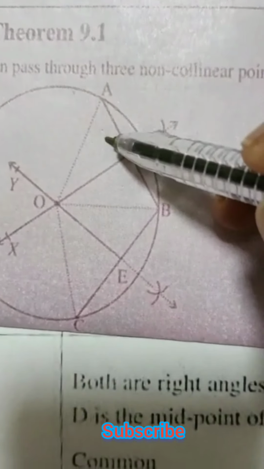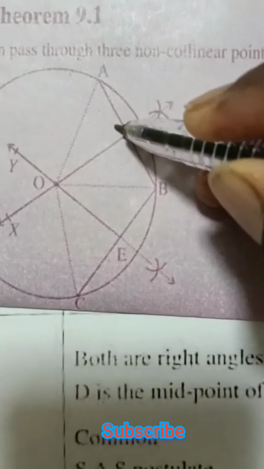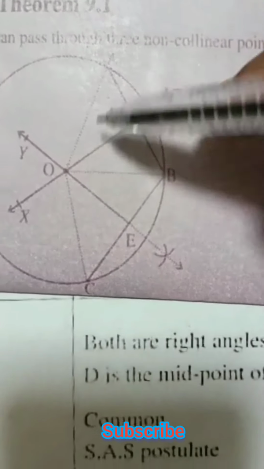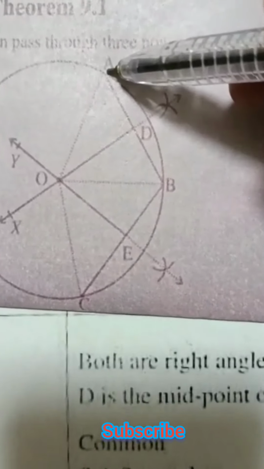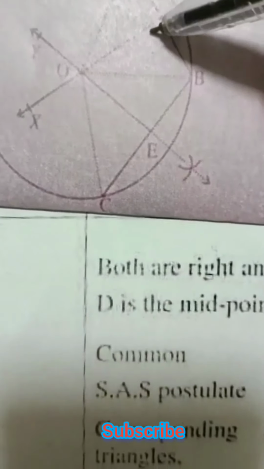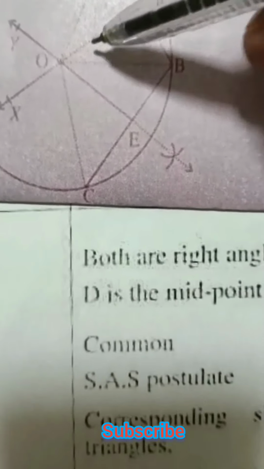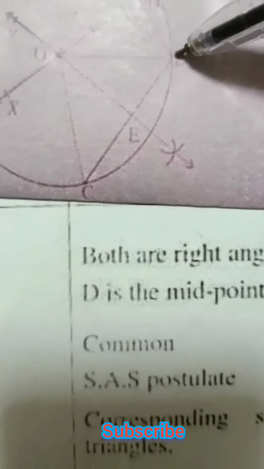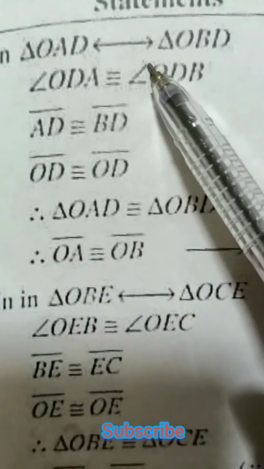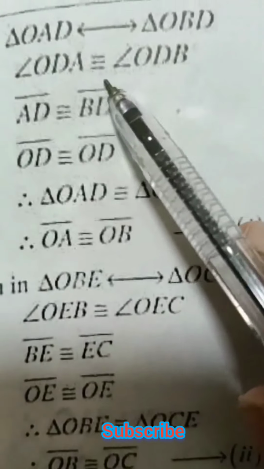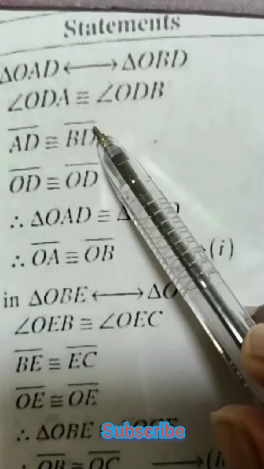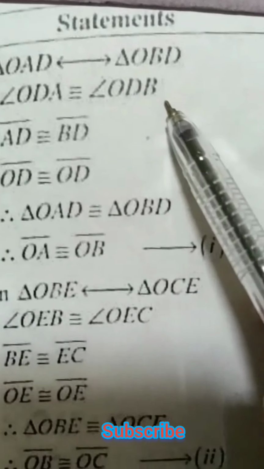First we compare the right angle. For the first triangle, angle D is the right angle, so you can write angle ODA. In the next triangle, D is also the right angle, so you can write angle ODB. So angle ODA is congruent, that is equal, to angle ODB.